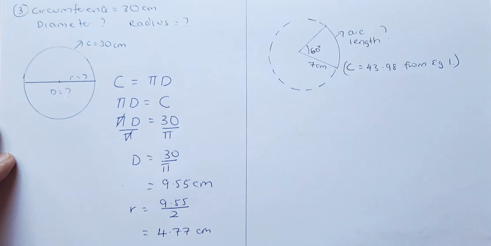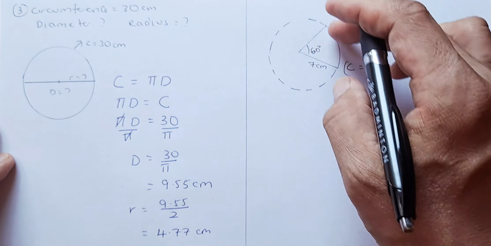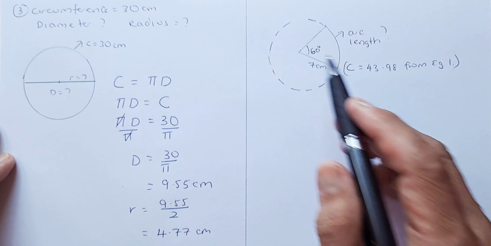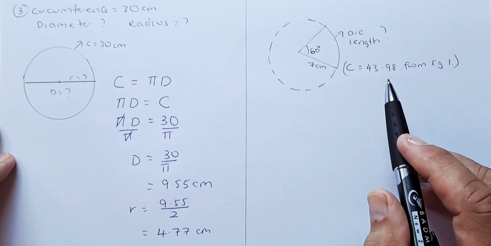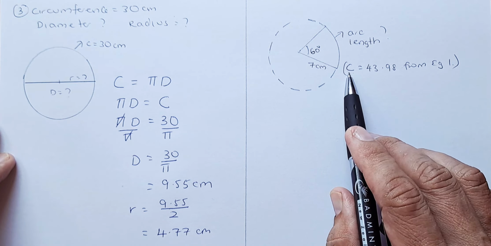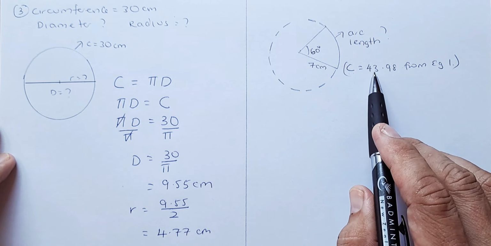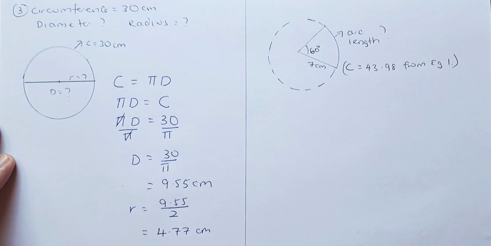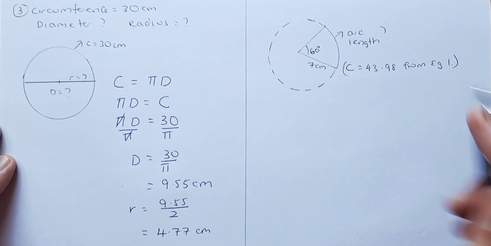We are going to find the arc length. The arc length is part of the circumference of the circle, and the angle subtended is 60 degrees. As I told you before, the circumference of the circle when the radius is 7 is 43.98. That is from example 1 we have done previously. So now we want to calculate this arc length.